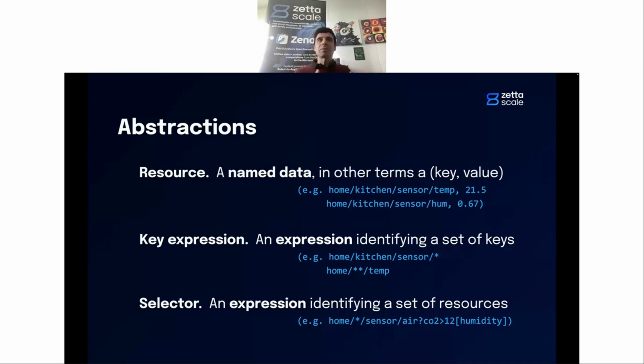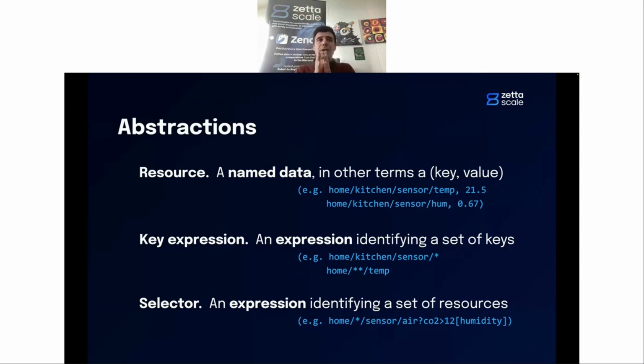As an example, I might have a sensor in my kitchen, and I could give it a name like home/kitchen/sensor/temp. And at some point in time, it would have the value 21.5 degrees Celsius. Okay? So this is what Zenoh deals with. Think of Zenoh as dealing with abstract things that are resources, and resources have a name and a value. The name of this resource, we typically call it a key. And it's structured as you see here.